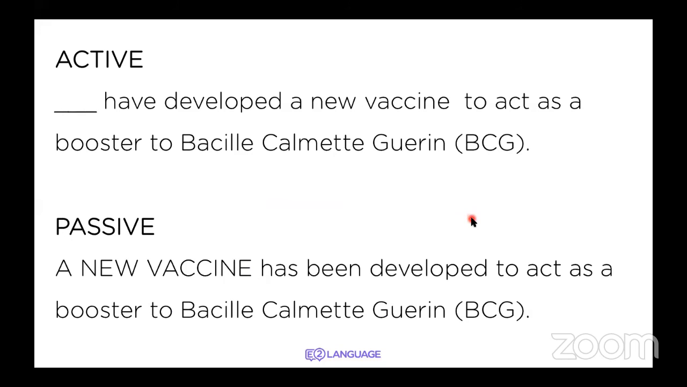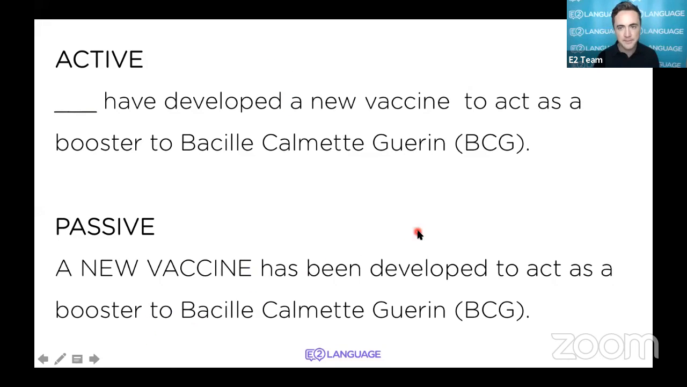Good. Scientists, researchers, scientists, doctors. Good. I agree. Well done. Cool. And again, someone has developed a new vaccine. Do we want that someone to be right at the start of the sentence, taking up all the emphasis? No. So we write a passive sentence. A new vaccine has been developed, and we've deleted the original subject altogether.